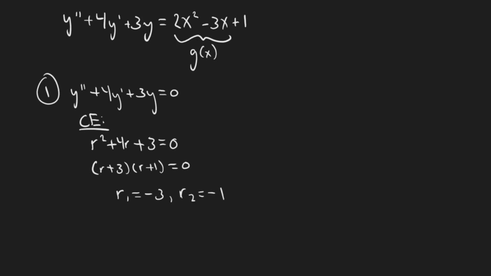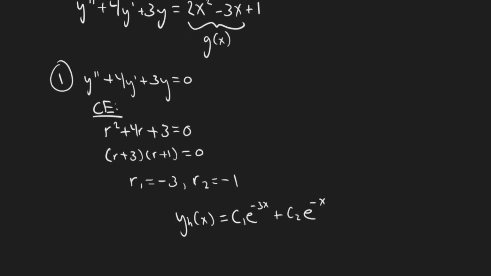And so now we just need to basically write the homogeneous solution. So yh of x, and if you remember, this just follows a very specific formula. This is going to be c1 e to the r1x, so -3x, plus c2 e to the r2x, so in this case -1 times x, or just -x. All right, so that's step 1 down the hatch, and so we have the homogeneous part of this equation solved.